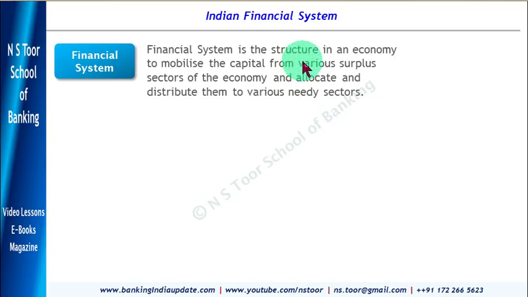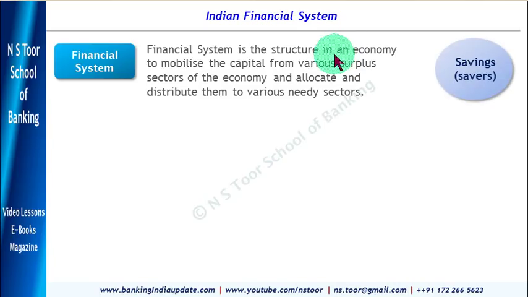Financial system is a structure in the economy which mobilizes capital from various surplus sectors of the economy and allocates and distributes the capital to various needy sectors. Let us try to understand it. What is the financial services system or what is the financial system? So it is a structure in the economy. What is the role of this structure?